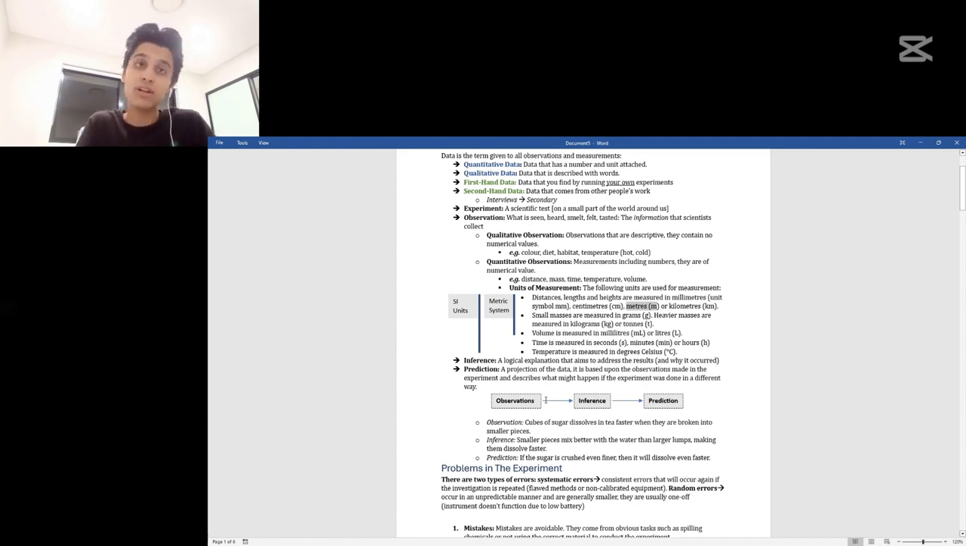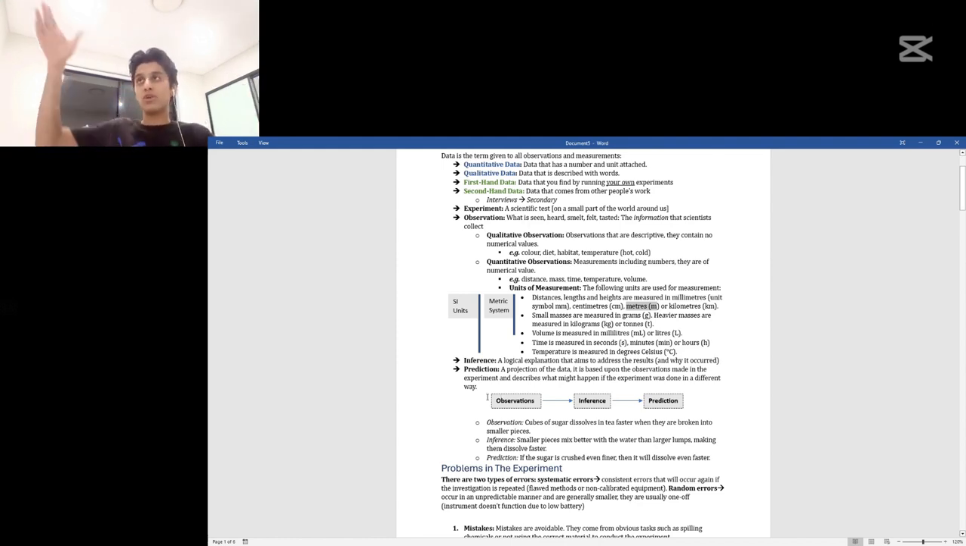Okay, so what happened in the experiment? The ball fell down. What was your inference? The ball fell down because of gravity. What could your prediction be? Your prediction could be, if this mouse was thrown, it would also fall down.